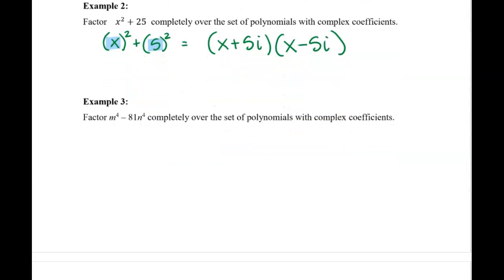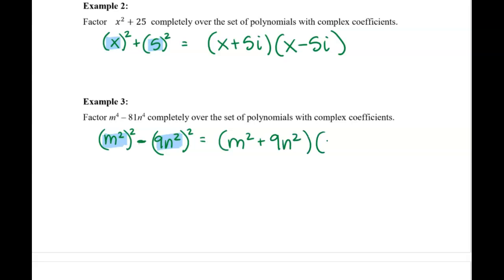Here's another one. I can write m to the fourth as m squared squared, and I can write 81n to the fourth as 9n squared squared. So using our pattern, a plus b times a minus b equals a squared minus b squared. So this plus this, times this minus this. Easier in person, guys, I apologize. So we get m squared plus 9n squared times m squared minus 9n squared.